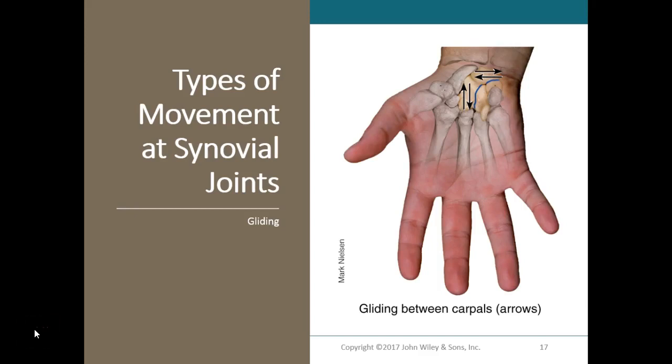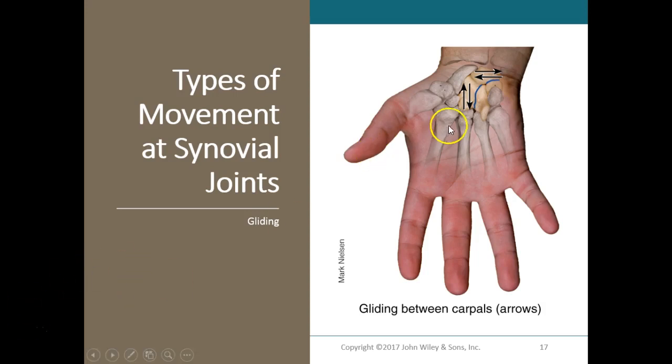Remember, synovial joints allow for a wide range of movement. So let's take a quick look at some of those types of movements. A gliding movement occurs when relatively flat bones move back and forth or side to side between each other.